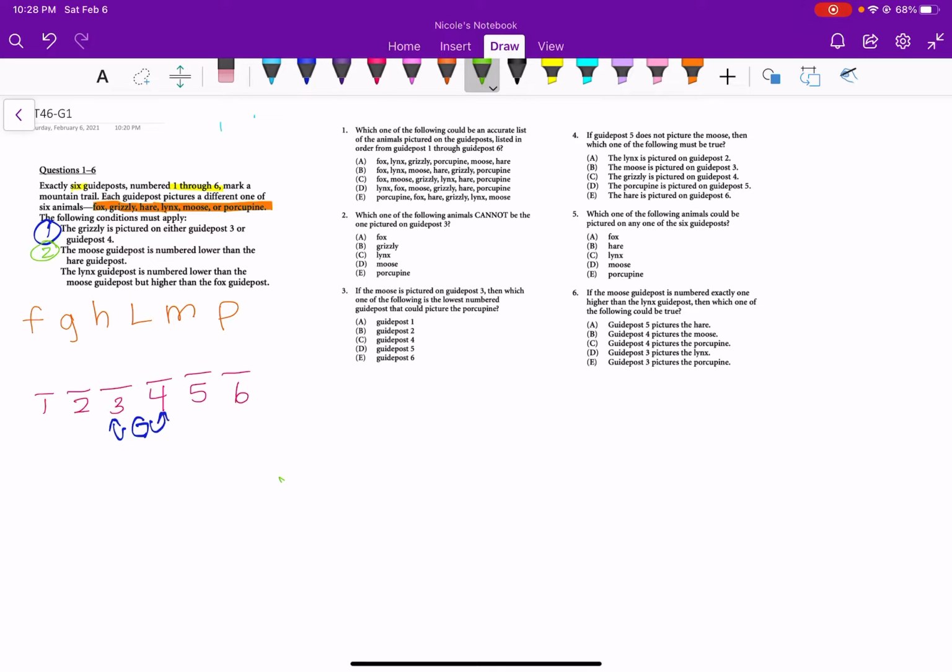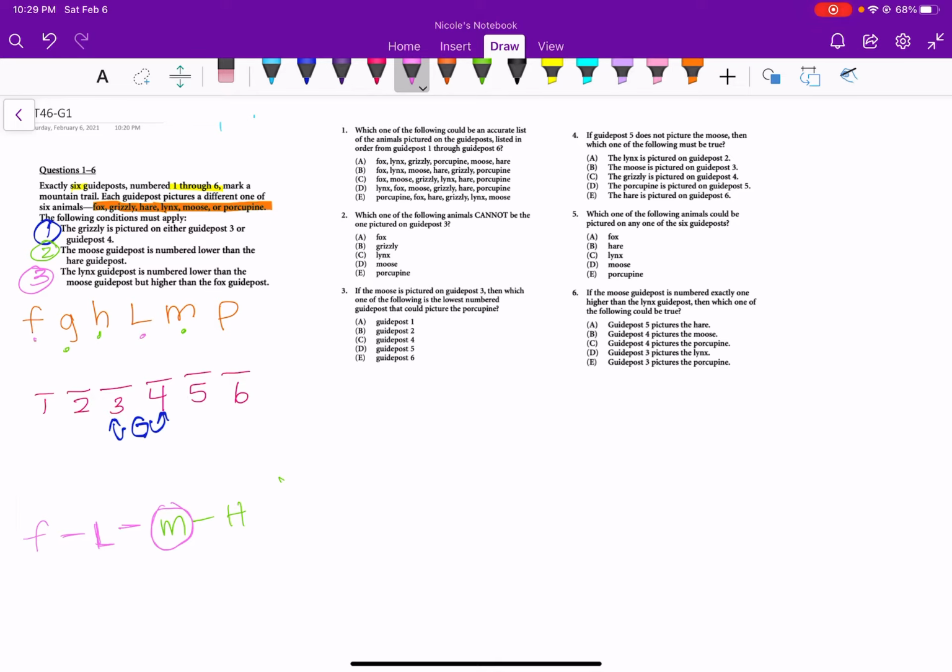2. The moose guidepost is numbered lower than the hare. Okay, so the moose is lower than the hare. 3. The lynx guidepost is numbered lower than the moose. See how we have a connection here with this moose? So I'm going to go ahead and put the lynx is lower than the moose. The lynx guidepost is lower than the moose guidepost, but higher than the fox. So that means that the fox is going to be even lower.